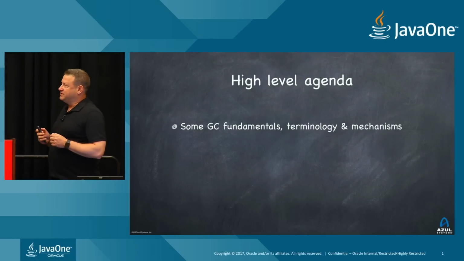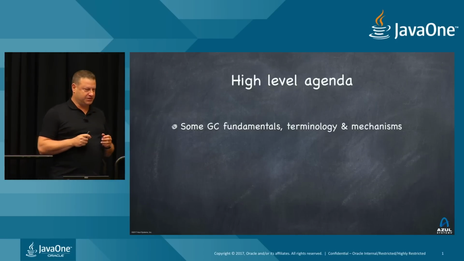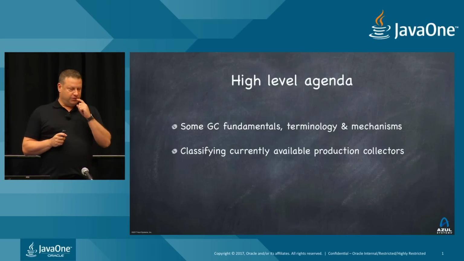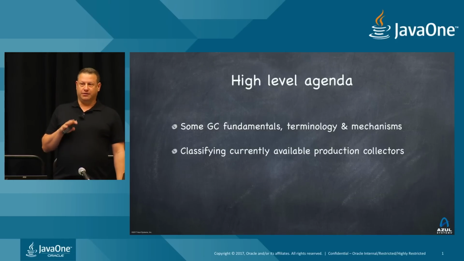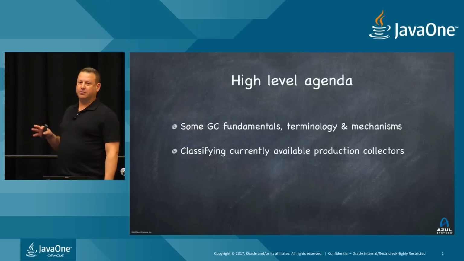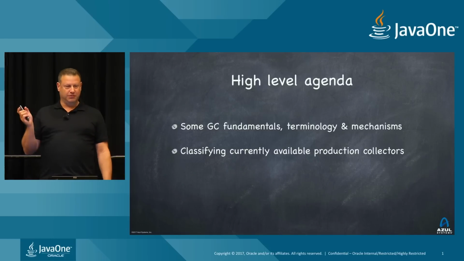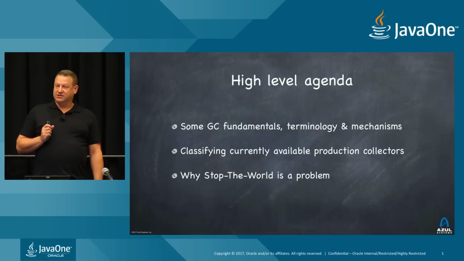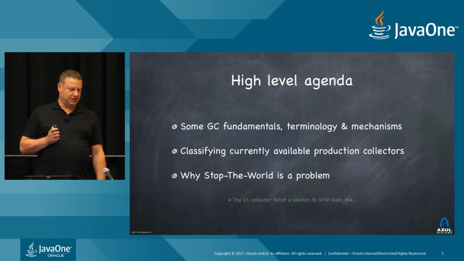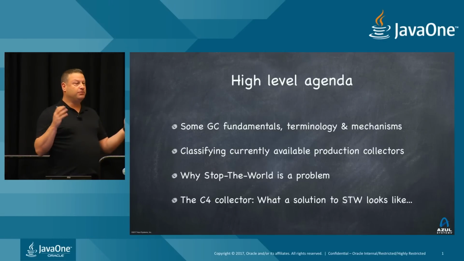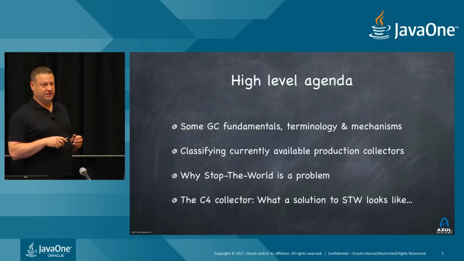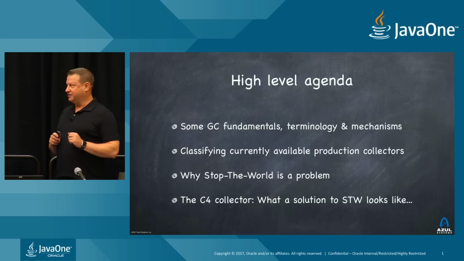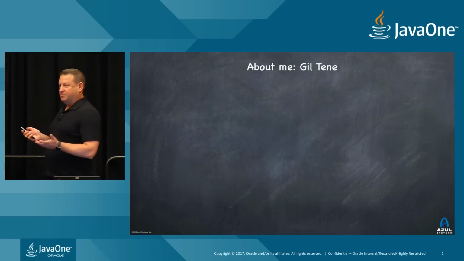So agenda-wise, the way we're going to cover this is we'll start with fundamentals, terminology, and mechanisms. We'll then go and classify all the currently available production garbage collectors and JVMs, or most of them. And then we'll talk about the stop the world problem that exists with garbage collection, and then talk about what a world where that is solved and doesn't happen anymore looks like, which, like I said, I'll keep to the end.